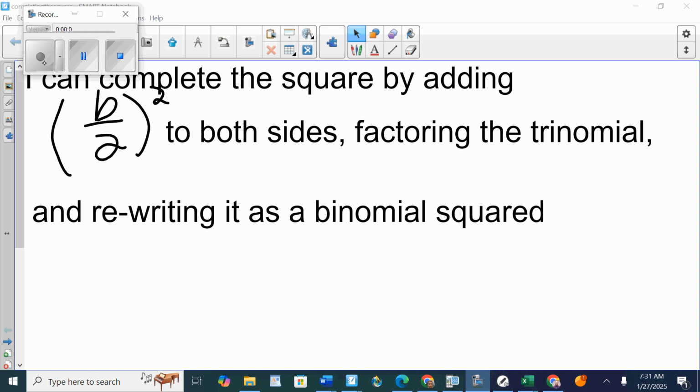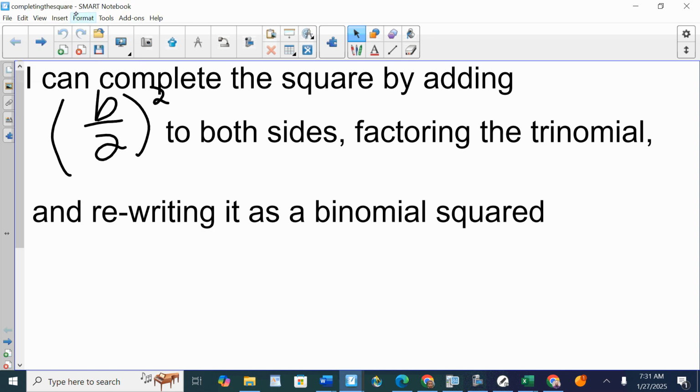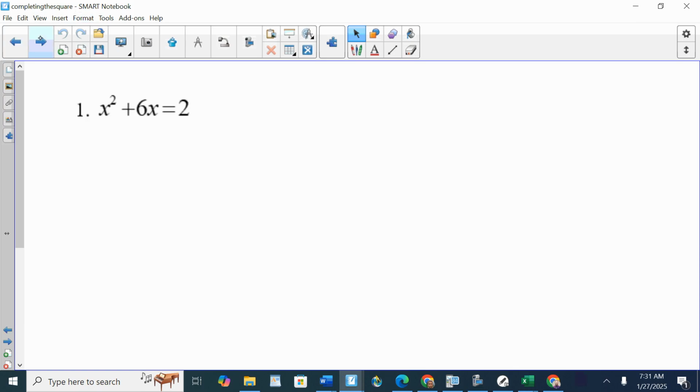Hello everybody. Today I can complete the square by adding b over 2 squared to both sides, factoring the trinomial, and rewriting it as a binomial square. So this is really an algebra lesson that's incorporated into geometry. Let's go. First off, I need the x squared and the x on one side, the constant on the other side.